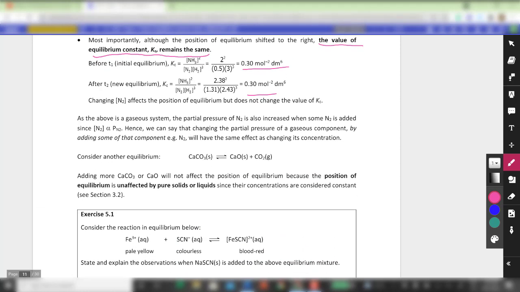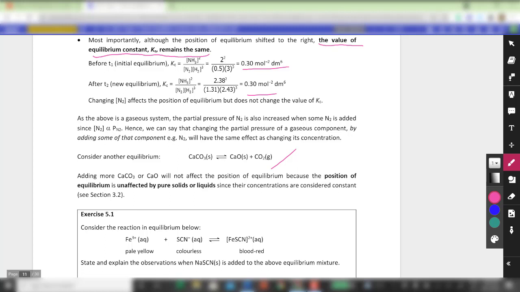Okay, and then so for a gaseous system, the change in partial pressure will also affect it. So if you add more nitrogen, the partial pressure of N2 obviously will shoot up, and then the equilibrium will be re-established.